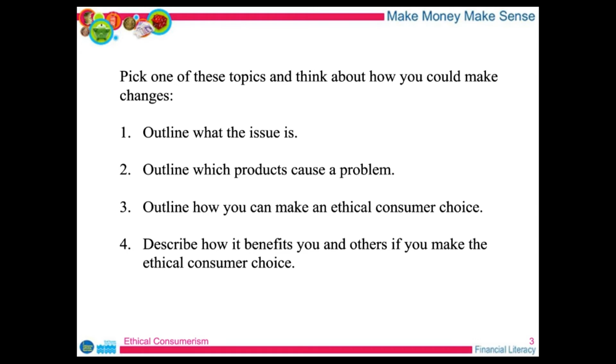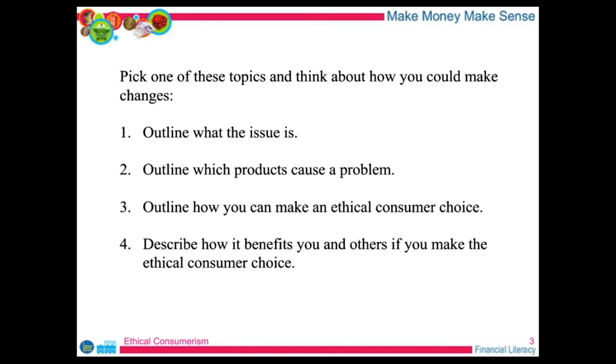I want you to outline what the issue is. I want you to think about the products that actually cause a problem. Do you have any of them in your home? Do you know people that rely on them? And then I want you to think about how you can deal with that problem by making an ethical consumer choice. So what choice can you make to make a better ethical choice? And then I want you to talk about the benefits of the ethical choice that you've made, how it benefits you, but also how it benefits other people.